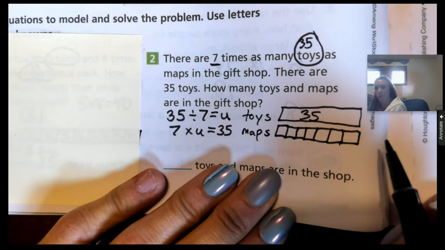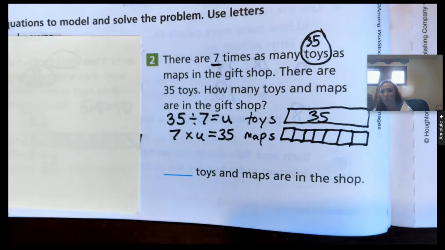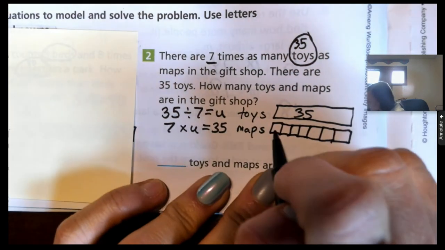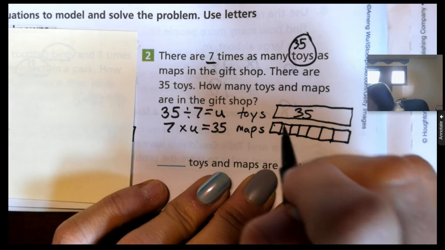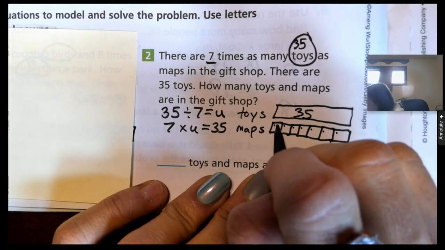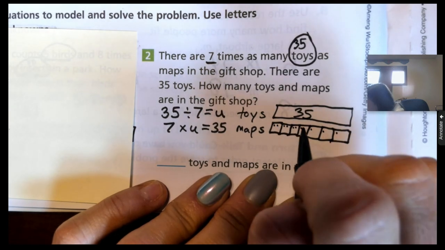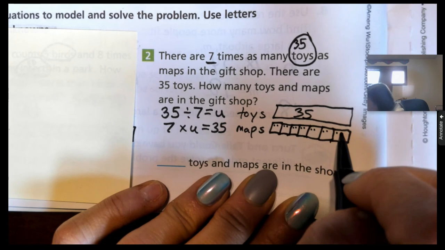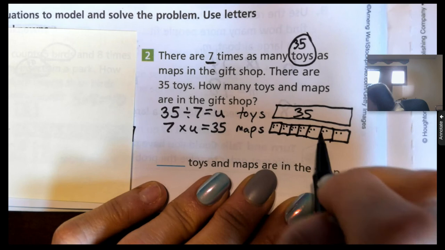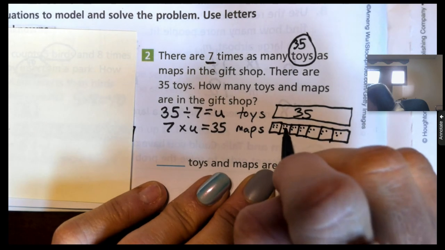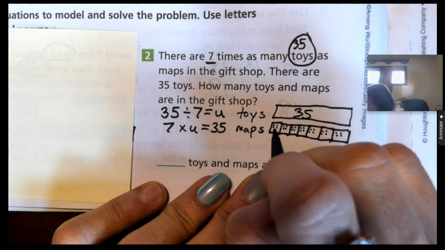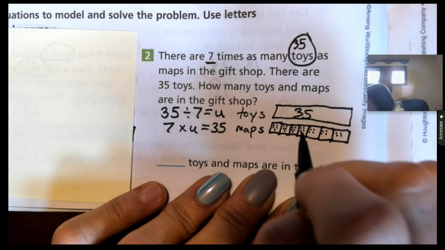I'm going to make cute little dot arrays to keep it nice and neat so that I can count it after. So I have 1, 2, 3, 4, 5, 6, 7, 8, 9, 10, 11, 12, 13, 14, 15, 16, 17, 18, 19, 20, 21, 22, 23, 24, 25, 26, 27, 28, 29, 30, 31, 32, 33, 34, 35.